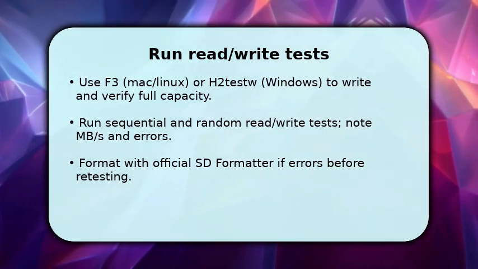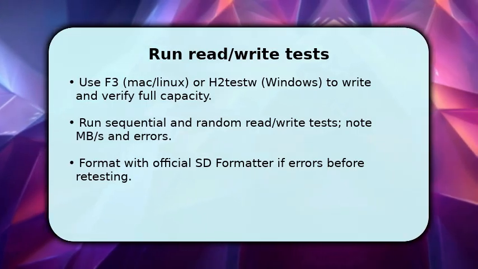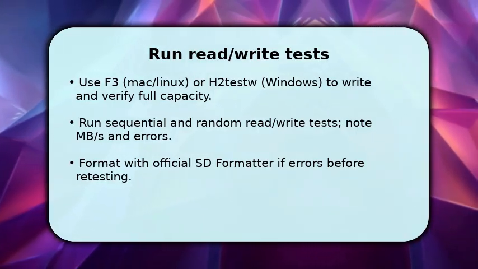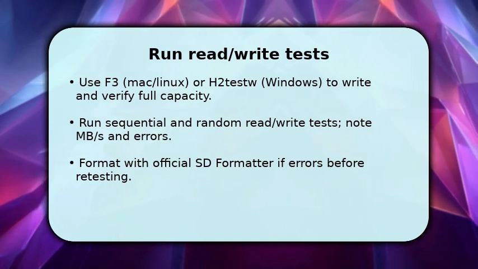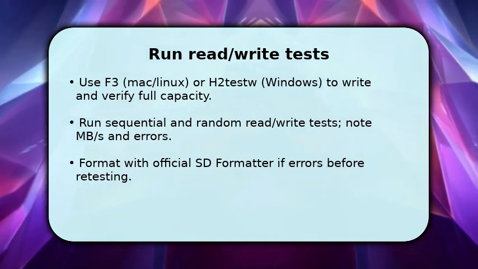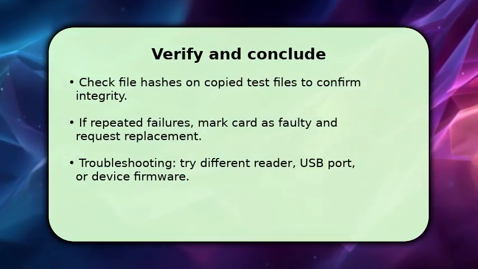If you find errors, format the card with the official SD formatter to reset allocation tables. Then repeat tests to confirm whether corruption was transient or persistent. You finish by verifying integrity. Copy known test files and compare hashes so you confirm data wasn't silently corrupted.